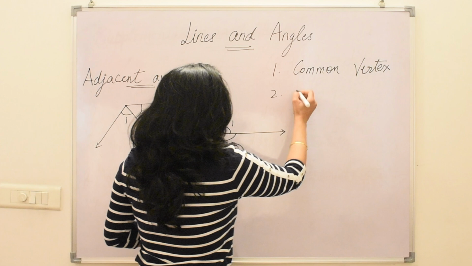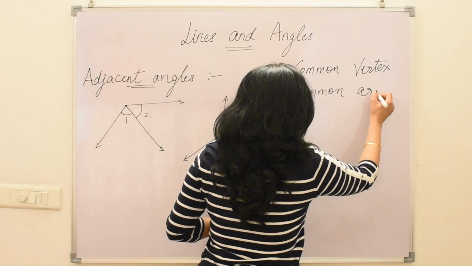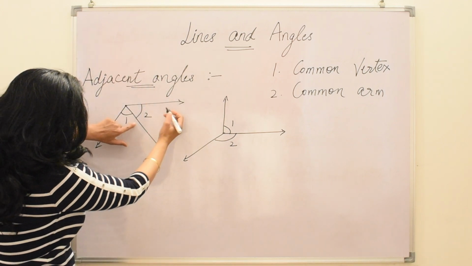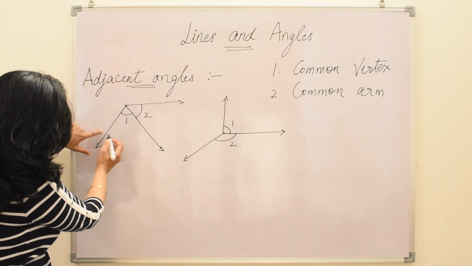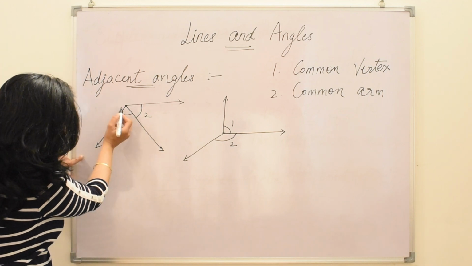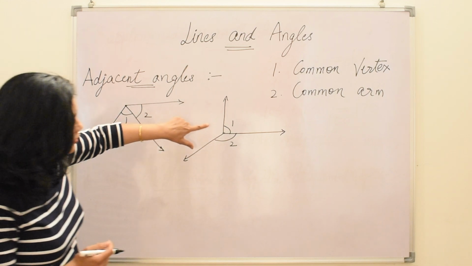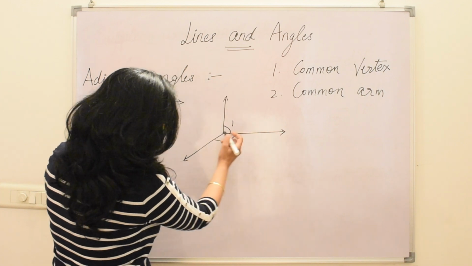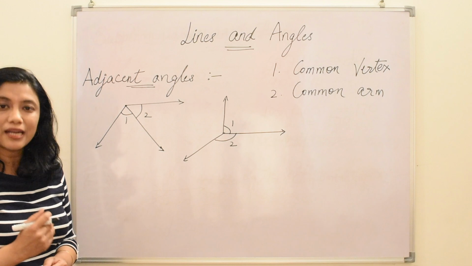Another is they should have a common arm. Angle 2 has two arms. Here also angle 1 has two arms. So this middle arm is called the common arm. In this also, this arm is the common arm. This is one angle, this is the second angle. So they should have a common arm.